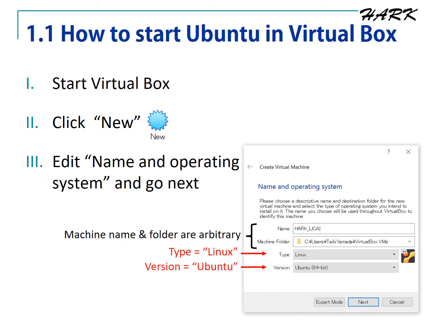First, you have to start VirtualBox, and then click New, the blue icon, to create a virtual machine. Then, you have to decide the machine name, machine folder, machine type, and machine version. For machine name, any name is okay, so as machine folder, you can save your machine anywhere convenient. For machine type, please select Linux, and for version, select Ubuntu.